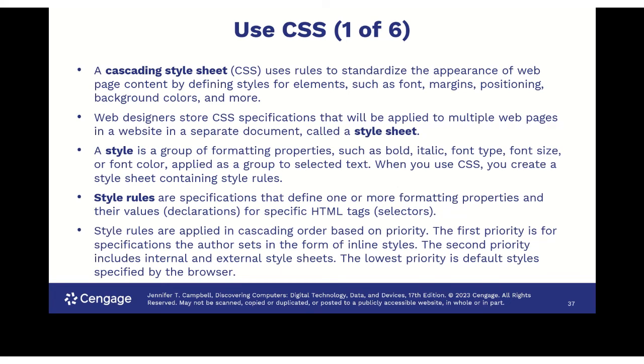Web designers store CSS specifications that will be applied to multiple web pages in a website in a separate document called a style sheet. A style is a group of formatting properties such as bold, italic, font type, font size, or font color applied as a group to selected text. When you use CSS, you create a style sheet containing style rules. The style rules are specifications that define one or more formatting properties and their corresponding values, like the declarations for specific HTML tags.